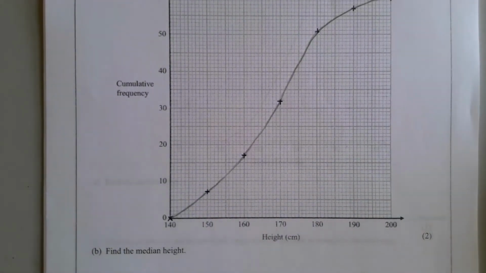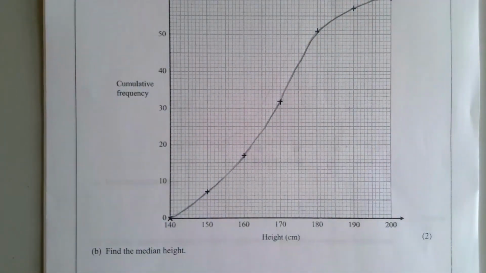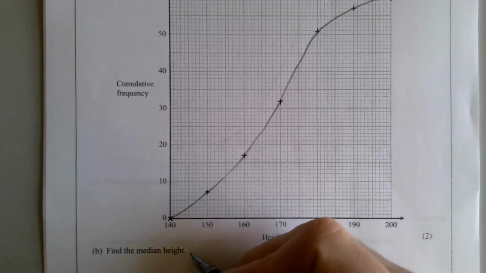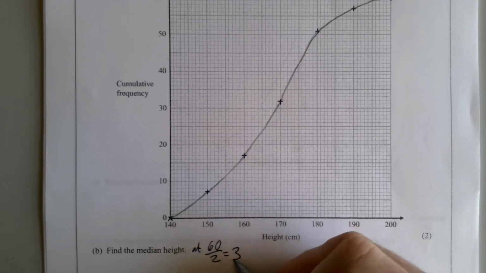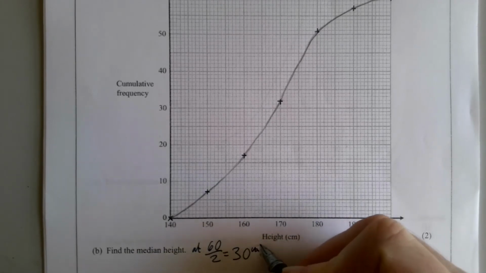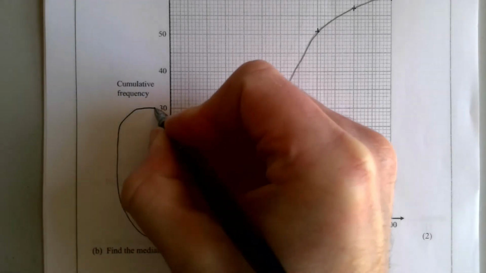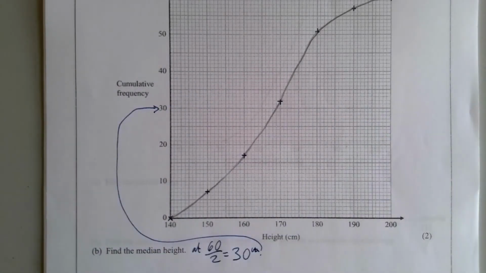So the median height, if you had 60 tomato plants lined up, you'd actually go halfway between the 30th and the 31st. But because it's an approximation anyway with this smooth line, you just say at half of how many we've got all together. So we go to the 30th on there, get out your ruler and draw across.